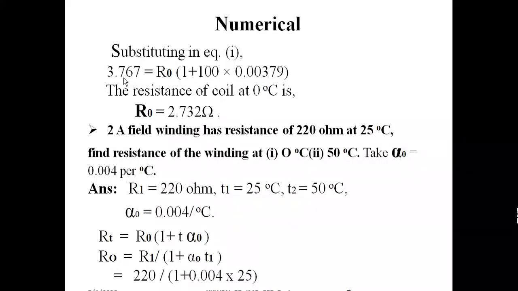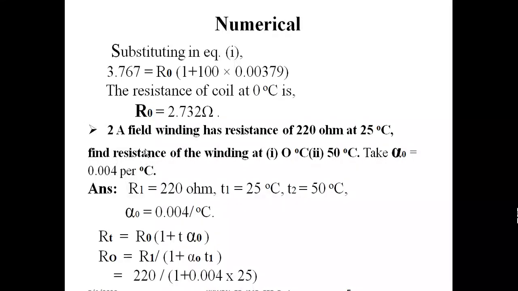That equation will now become 3.767 = R0(1 + 100 × 0.00379). Solving this for R0, we get the value of R0 as 2.732 ohm. So, that is the value of the resistance of the coil at 0 degree centigrade. In solving this numerical, we have used the equation RT = R0(1 + T alpha 0). Again, we will take one more numerical.